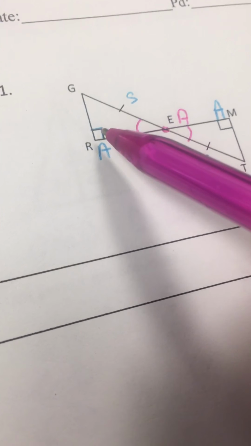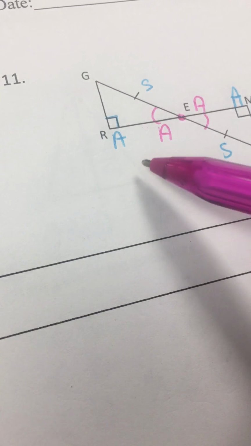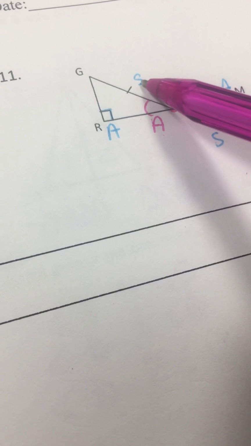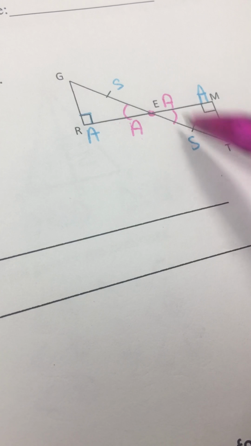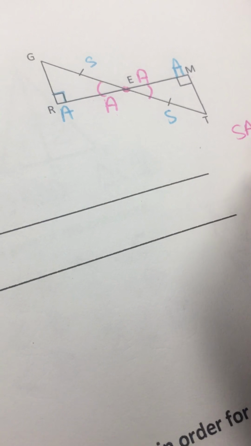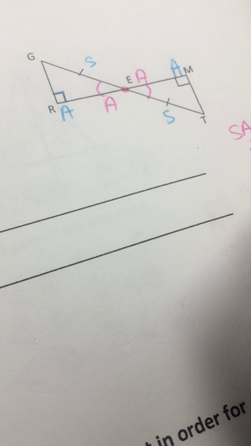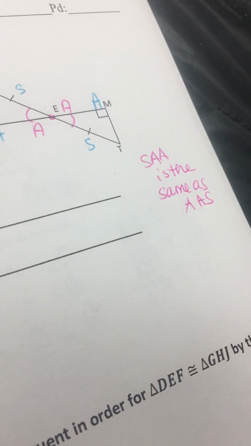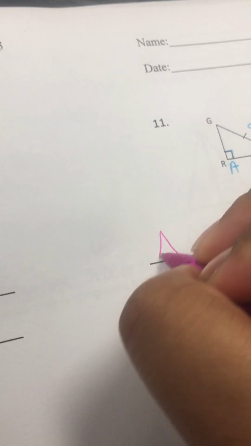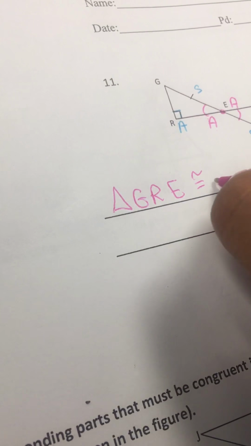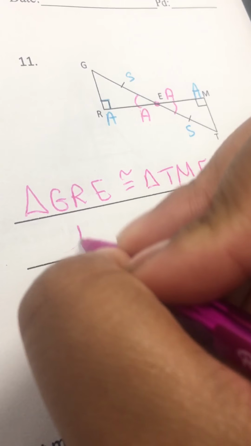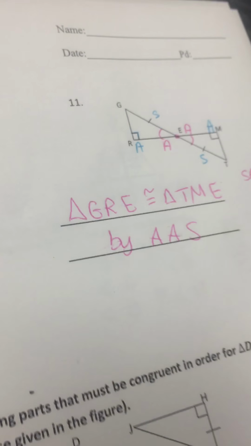So you cannot use HL because you don't have an L to do HL, so you got to use the other 4 rules. So if I read this from left to right, I have AAS. Or if you read it on this side, it's SAA. Remember, SAA is the same as AAS. So we could say that triangle GRE is congruent to G looks like T, R looks like M, E stays the same by AAS.